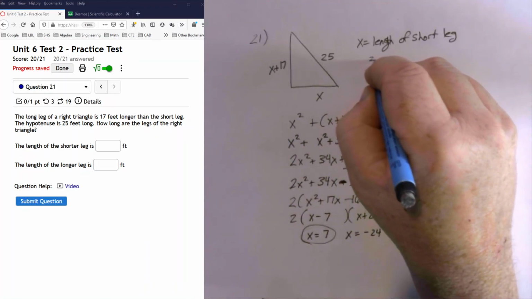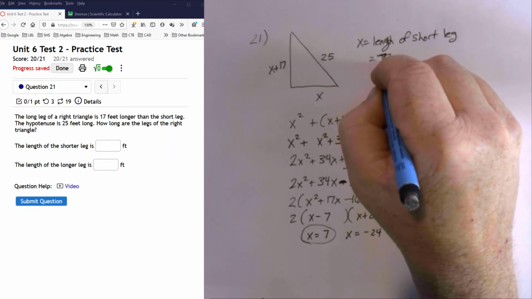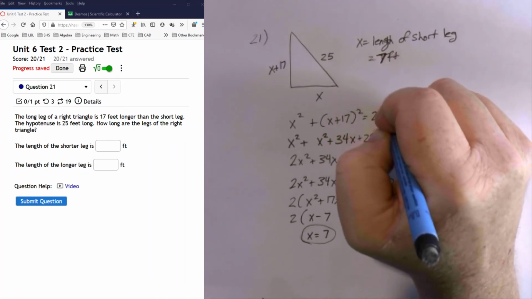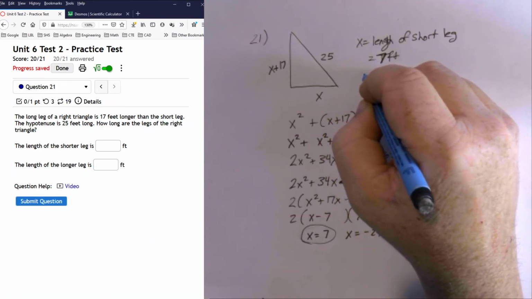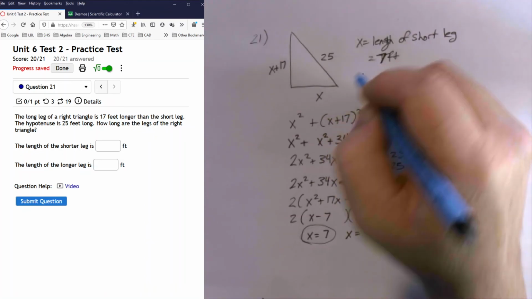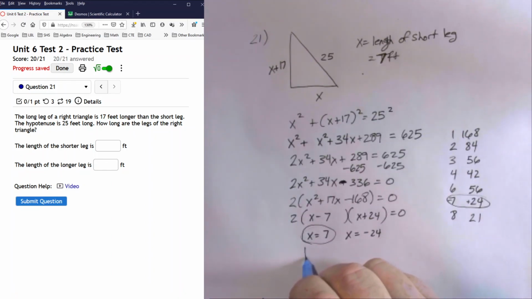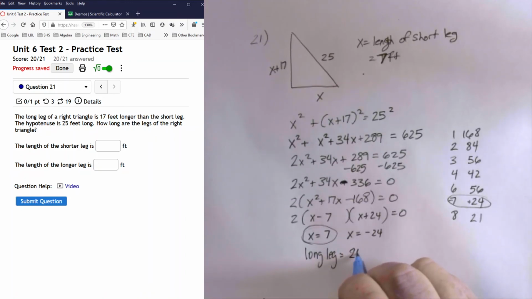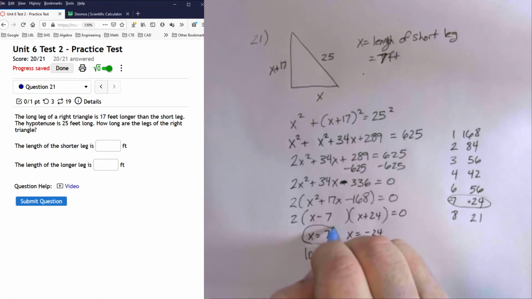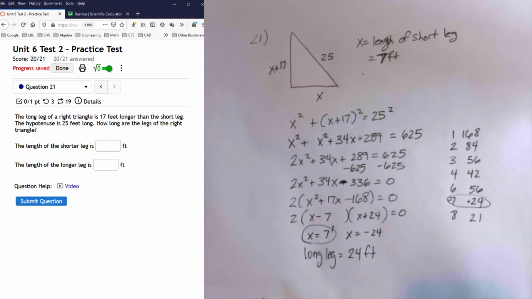So it seems like our short leg is going to be 7 feet. And our long leg is going to be 17 more than that. So it's going to be 24, so the long leg equals 24 feet. Okay, so the length of the shorter leg is 7 feet. The length of the longer leg is 24 feet.